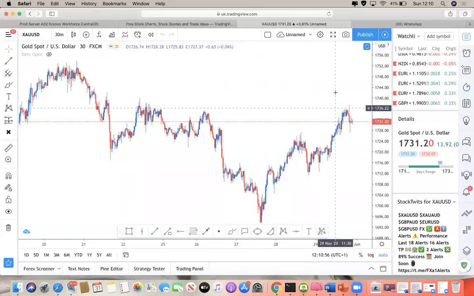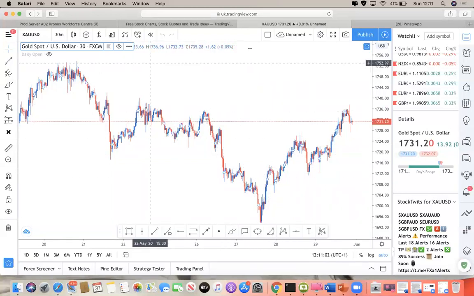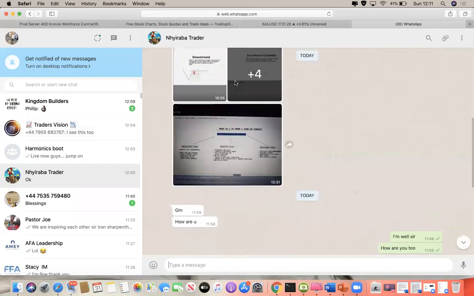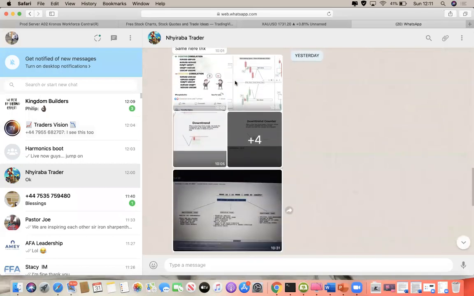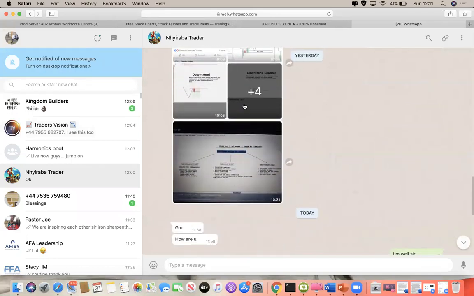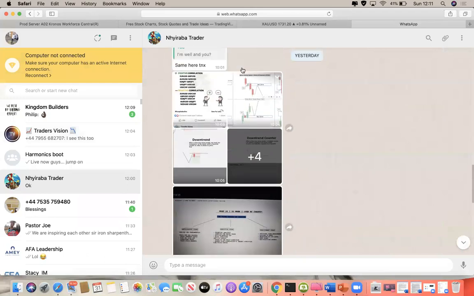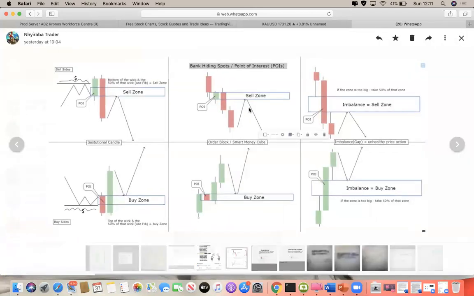Let's go. So before I actually go on the chart, I want us to look at this picture right here. If you see me going through these WhatsApp chats, that is my mentor, Nana Shraba. He's my mentor. He's taught me a lot of things, and everything I know, literally everything I know about trading, he's been providing me with it.